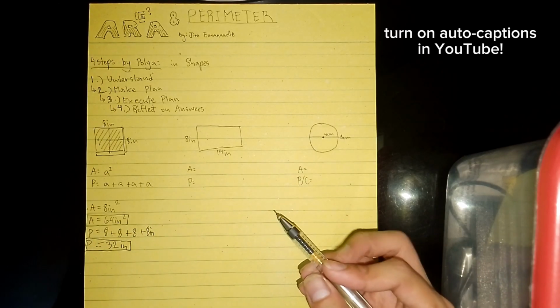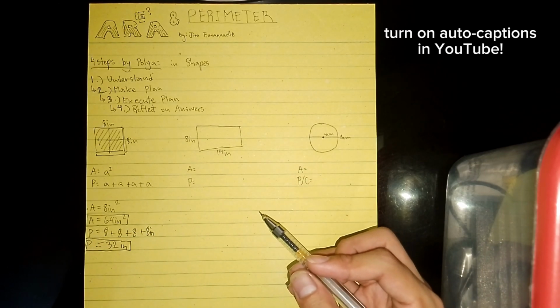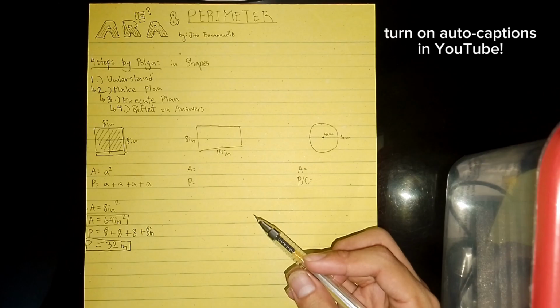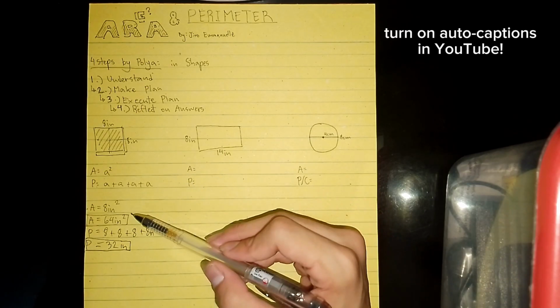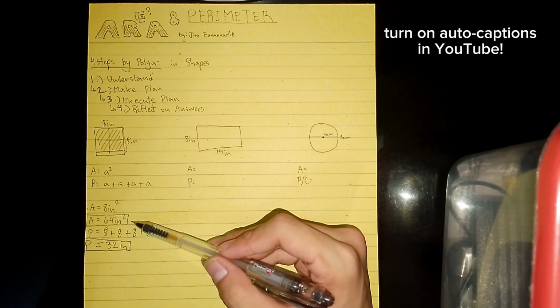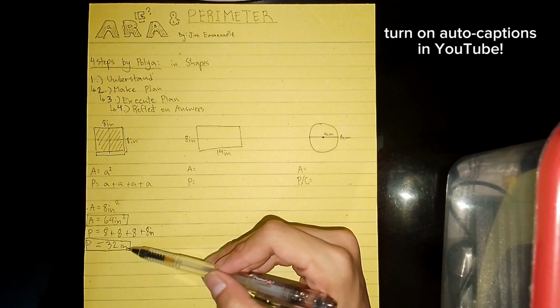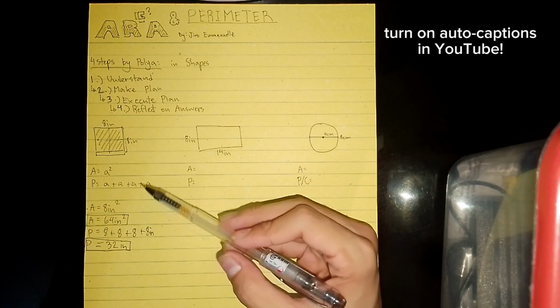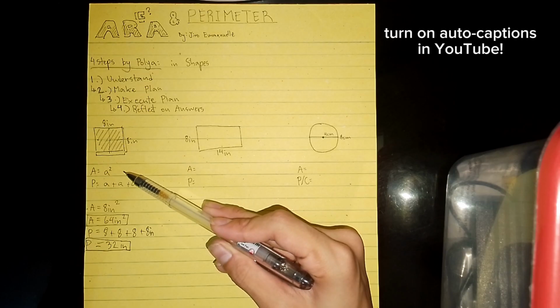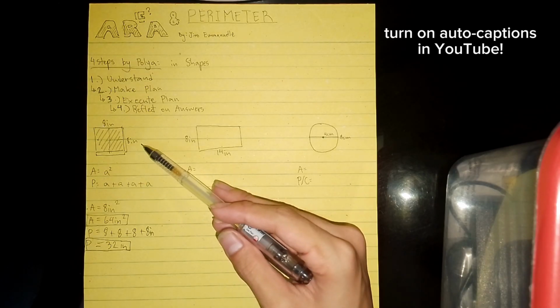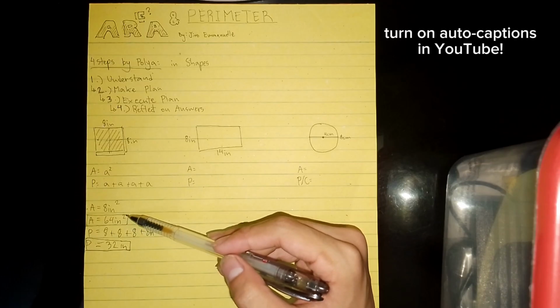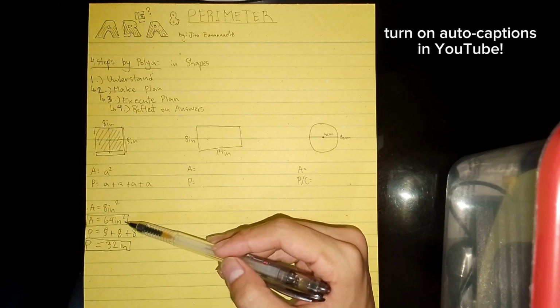Now that we have executed our plan, we shall proceed with the fourth step by Polya, which is to reflect on our answers. How did we get 64 inches squared and 32 inches? We did that because of our plan, in which we found the formula for the area and the perimeter of the square and used the given in order to find the final answer.